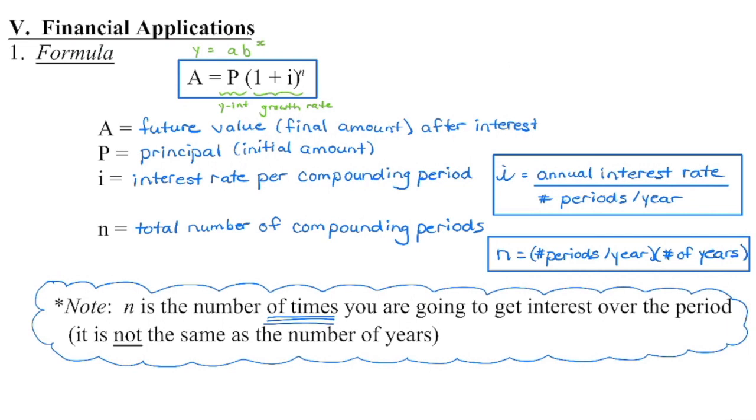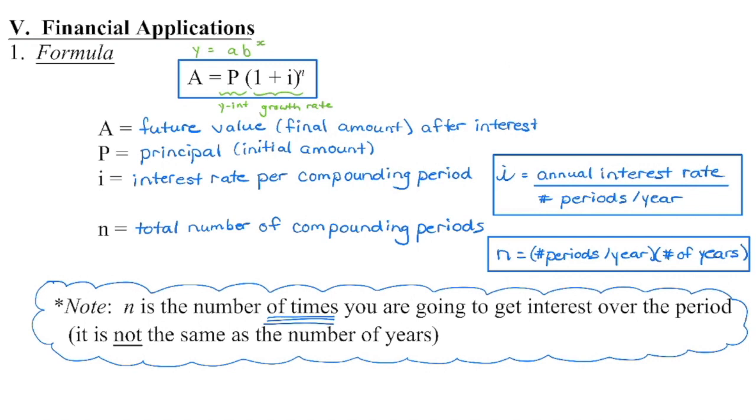Think about what we know about exponential functions. We know that this is the y-intercept, so when time begins, when x is 0, that's the amount that you initially start with. So P in this case stands for principal, so this is the initial amount of money that we put into an account.